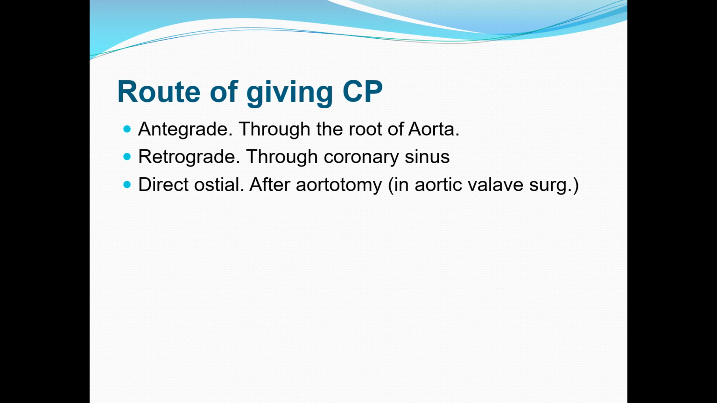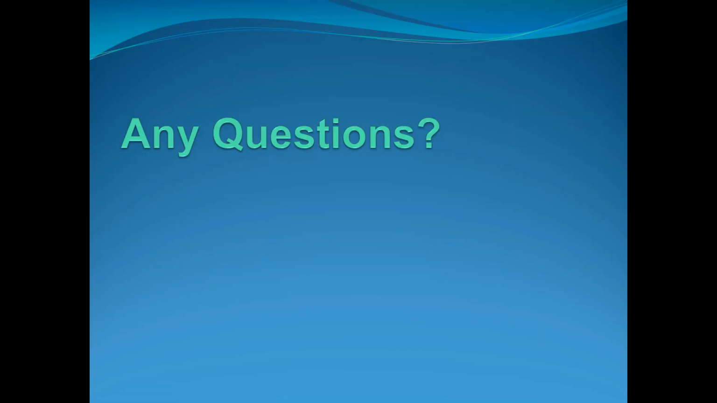Routes of giving cardioplegia: we may give it antegrade through the root of the aorta, which will be distributed through the coronary arteries to the muscles of the myocardium. Retrogradely through the coronary sinus, which is the main venous drainage of the heart. Or direct ostial after aortotomy, when we open the aorta and apply a cross clamp. At that time, we can directly give it into the ostia of the left main coronary artery and the right coronary artery.